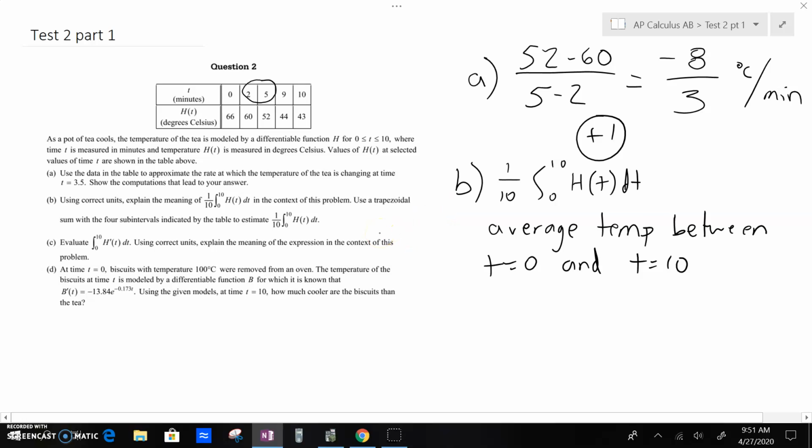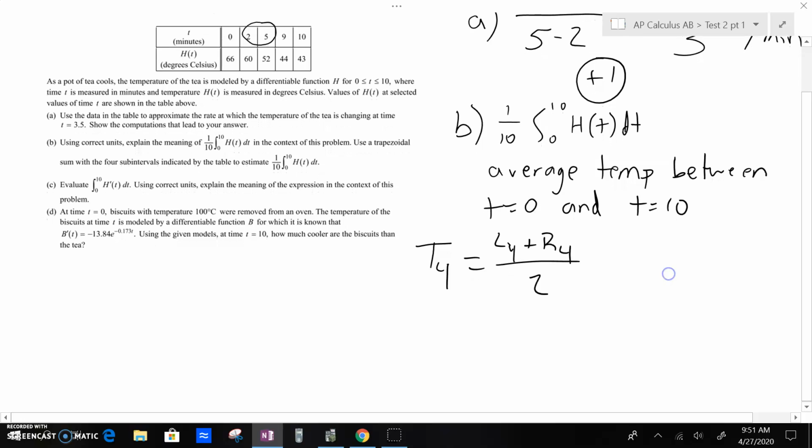Then using a trapezoidal sum with 4 subintervals, estimate this. So 4 subintervals, trapezoidal sum. That means do the left, do the right, divide by 2. So again, trapezoidal with 4 is going to be left edge with 4 plus right edge with 4, divided by 2. So we'll use the data in the table to do that.